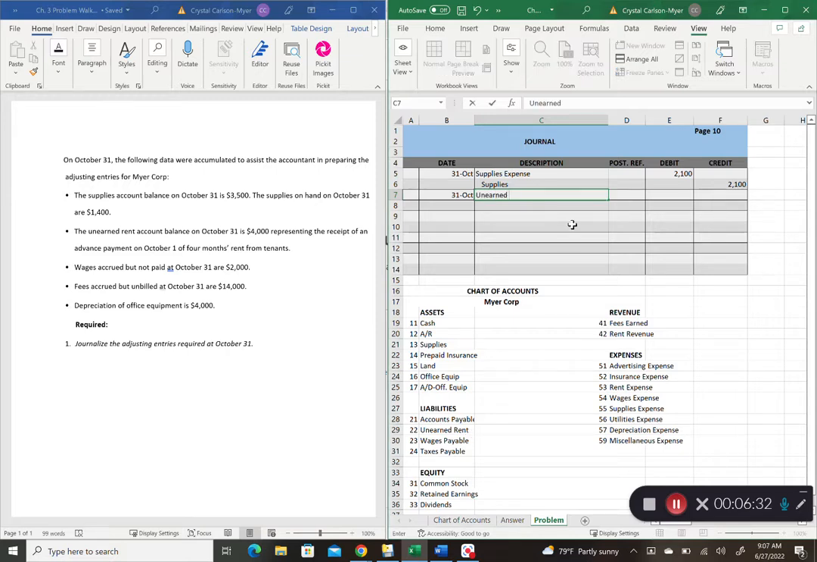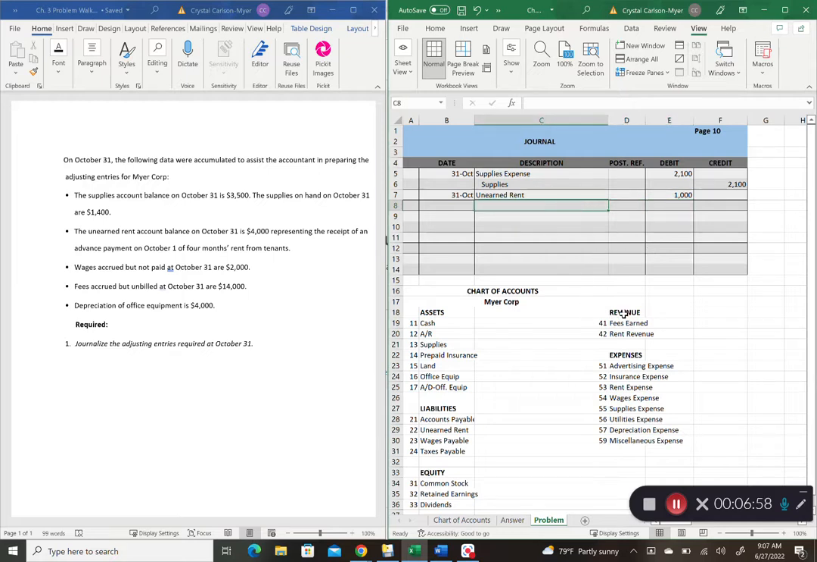So unearned rent. And they prepaid us $4,000 representing 4 months rent. So that means it's $1,000 per month. So we haven't earned that full $4,000 yet until those 4 months have passed. We have earned 1 month of that. So 4,000 divided by 4 is $1,000. So we're going to go ahead and put $1,000 of rent that we have now earned.